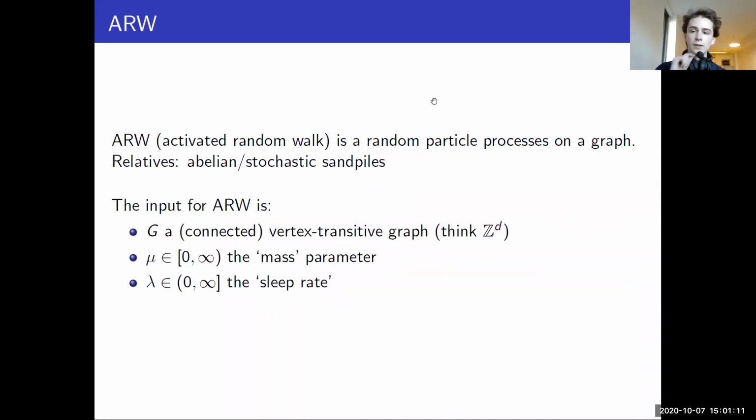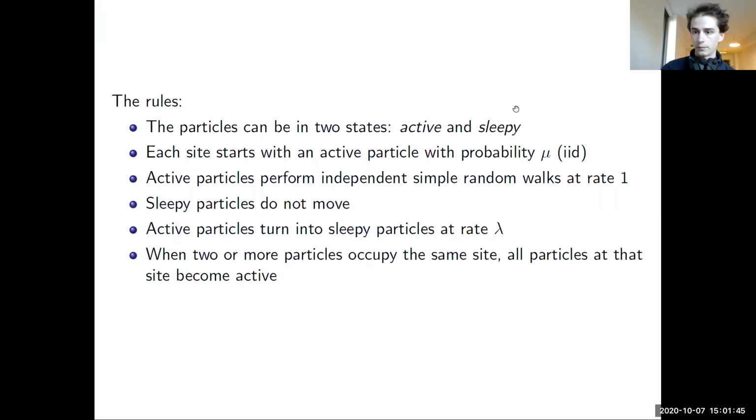So what is this activated random walk? It's a random particle process. There are going to be many particles on a graph. And if you've heard of the abelian or stochastic sandpile, those are its close relatives. So in general, let's take a vertex transitive graph G. You can think Z^d if you like. And then there are two parameters that go into the model that I'll call mu and lambda. These are the density and the sleep rate.